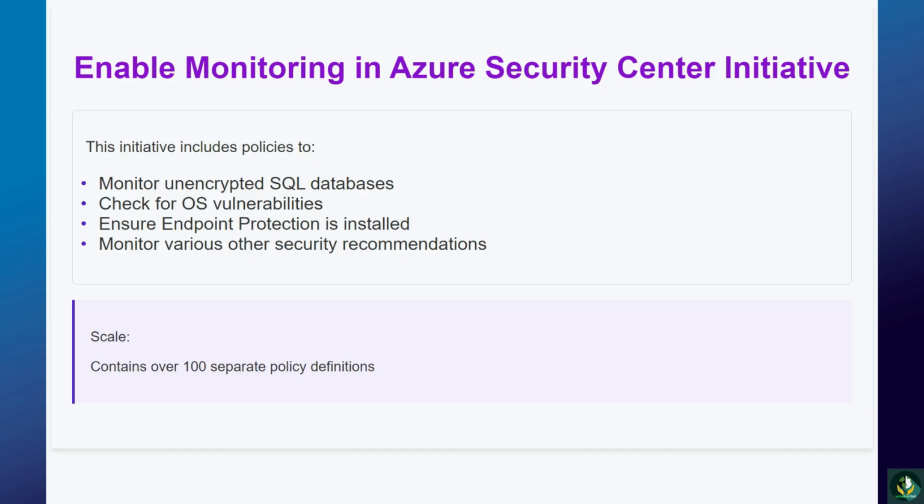At its core, this initiative aims to ensure that your Azure resources are continuously monitored for potential security vulnerabilities and misconfigurations. It achieves this by grouping together over 100 separate policy definitions, each targeting a specific aspect of security monitoring and compliance. One of the key policies included in this initiative is Monitor Unencrypted SQL Database in Security Center. This policy is crucial for identifying potential data protection risks.